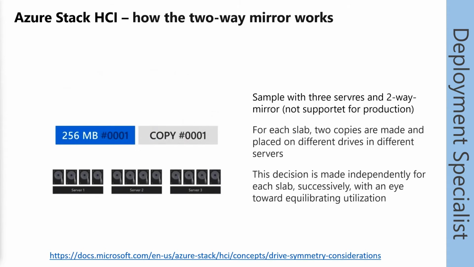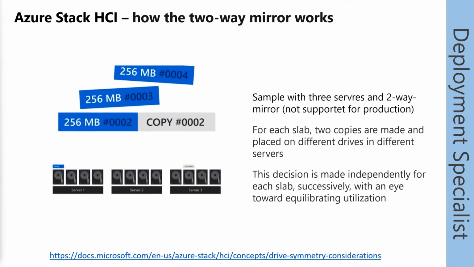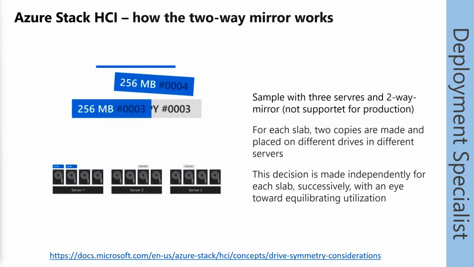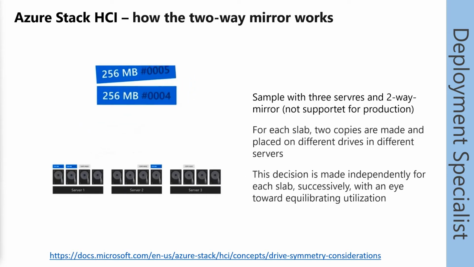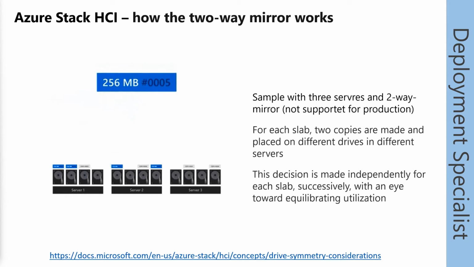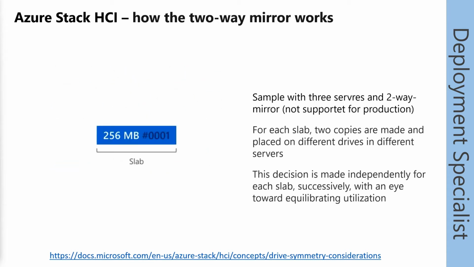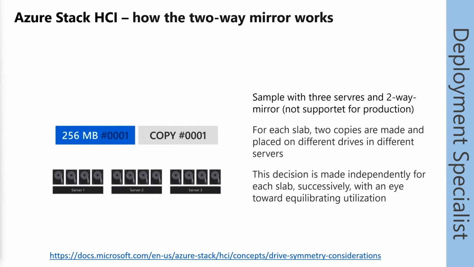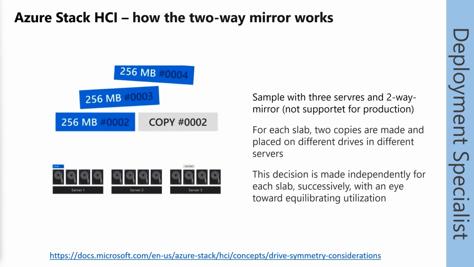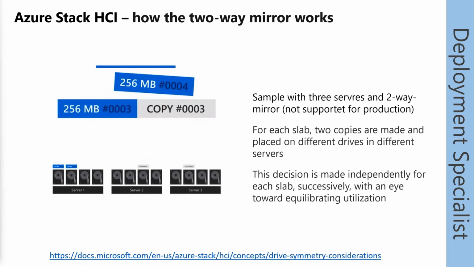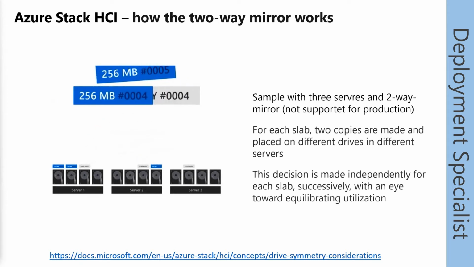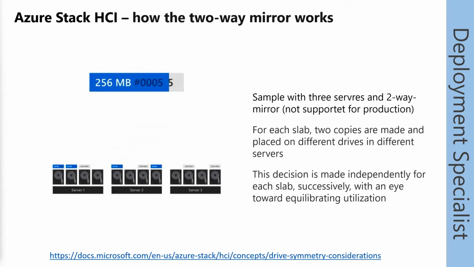Important to know: what we see in this animation is not exactly supported as it's shown here, because we have 3 servers and we can see a 2-way mirror. This is not supported in production, so if you have 3 servers, you always will have a 3-way mirror. With 2 servers, you can have a 2-way mirror or a nested resiliency. But to show you how this mechanism works, I think this is the easiest way, and you can have a detailed look at this in docs.microsoft.com, as you can see in the URL at the bottom of the slide.